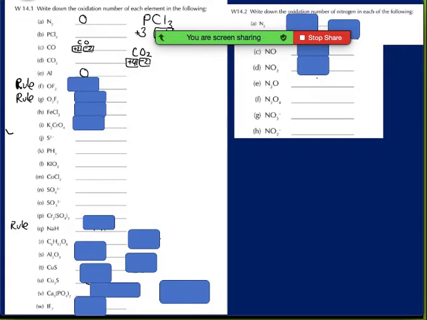OF2 follows the rule that says fluorine is always going to be -1 in the presence of oxygen. So in this case, oxygen becomes +2. And the rule still applies when it's O2F2. So this time, fluorine is -1 and oxygen is a +1.